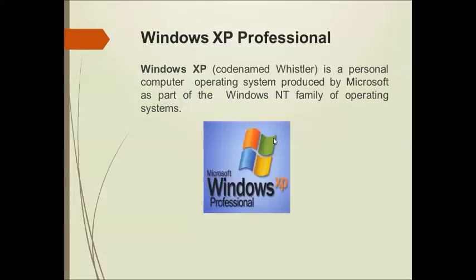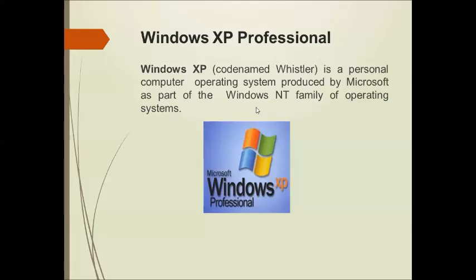Another type of Windows operating system is the Windows XP. The code name is Whistler. It is a personal computer operating system produced by Microsoft as part of the NT family of operating systems. So Windows XP was a major advance from the MS-DOS-based version of Windows in security, stability, and efficiency due to its use of the Windows NT underpinnings.